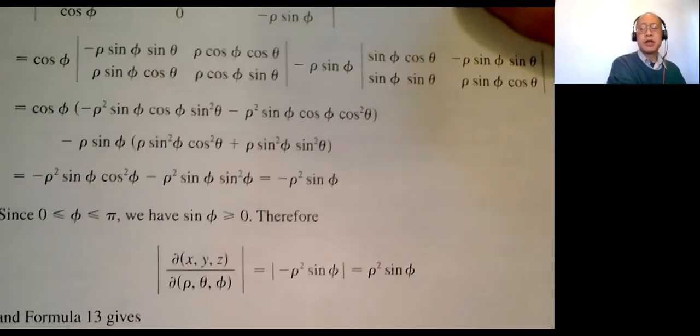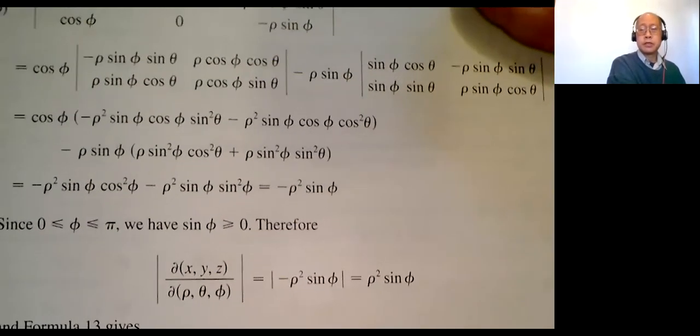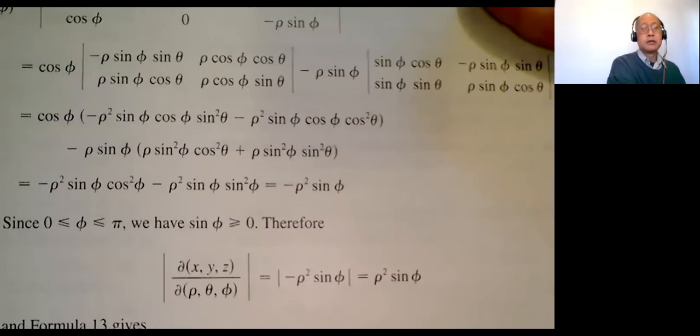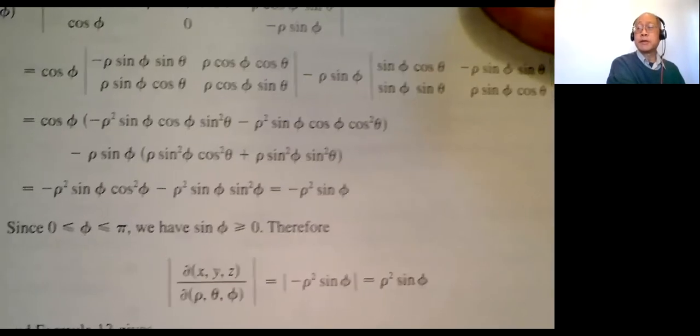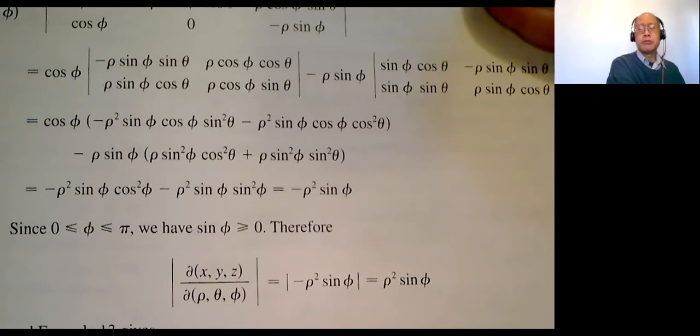Okay. And yes, something similar happens in the cylindrical coordinates. As you might guess, the Jacobian comes out to be r. The extra multiplication factor was r, right, in both polar coordinates and cylindrical coordinates.